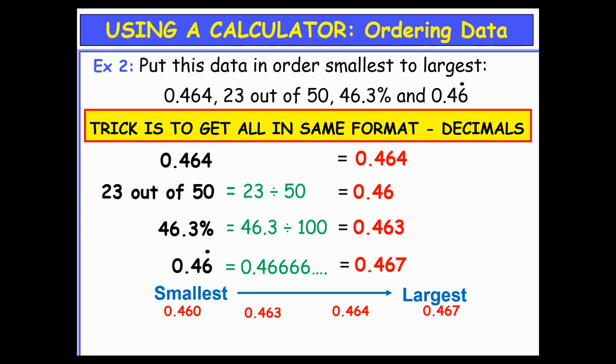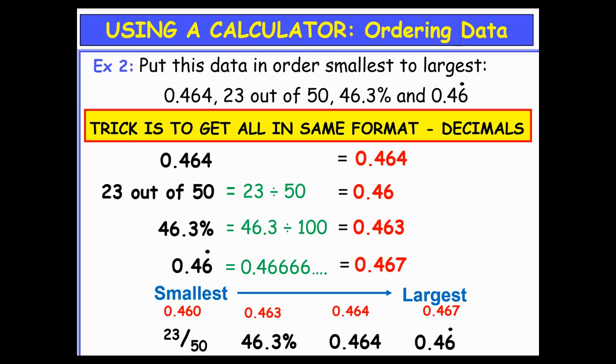We've not answered it yet, so we have to put this information in order, so we're supposed to change it back to what it was. So just go, which one was 0.46? This one here. So that's the 23 out of 50. The 0.463 was the one that was 46.3%. The 0.464 was just 0.464, and then lastly 0.467 was that one there. And that is it in order.